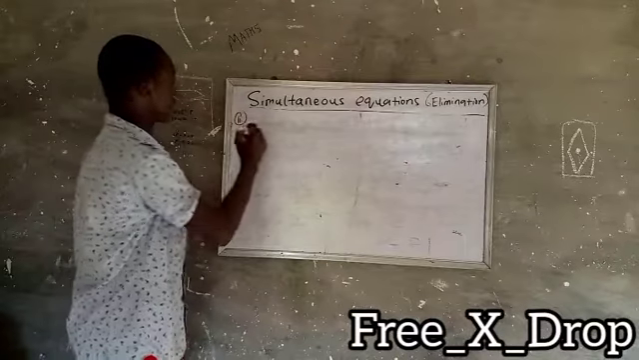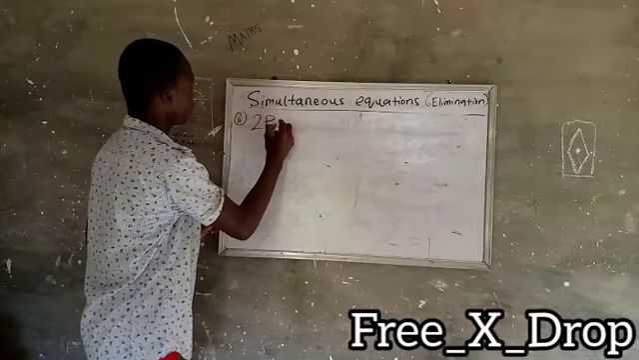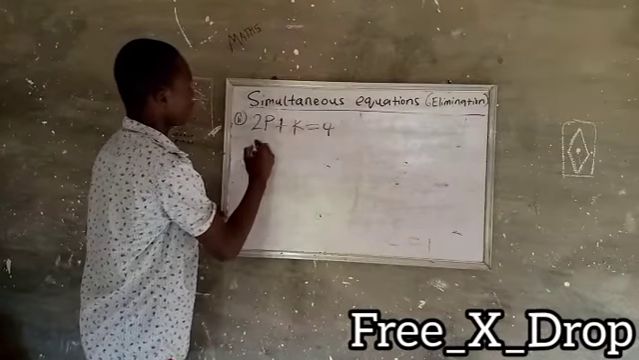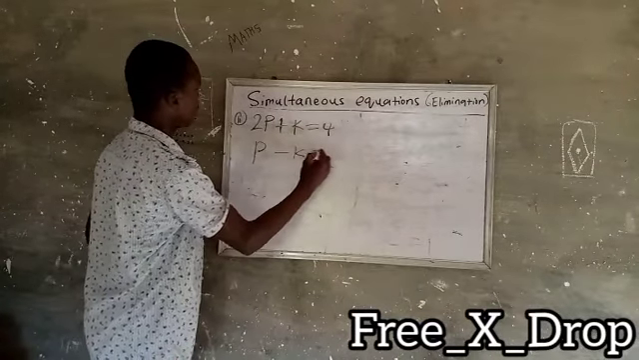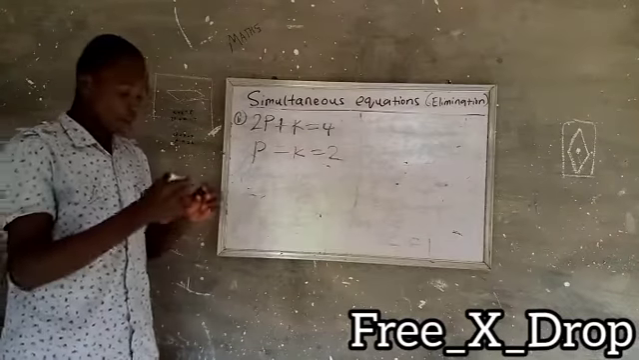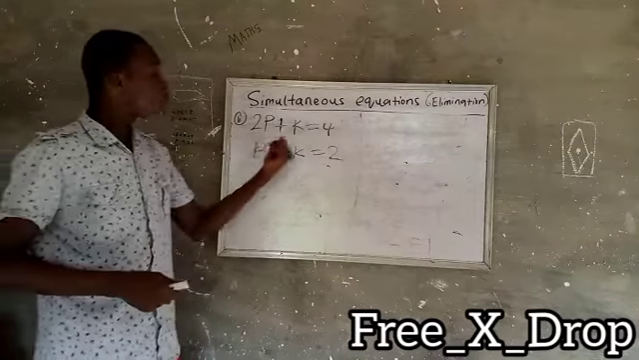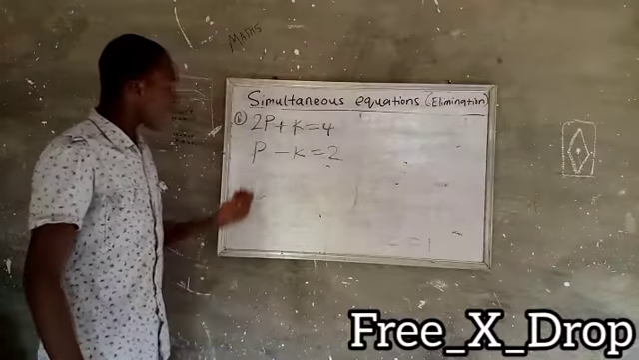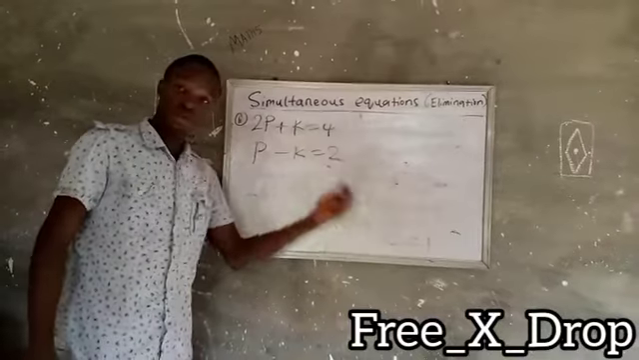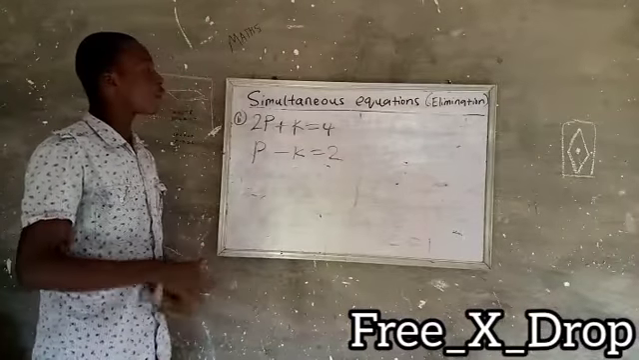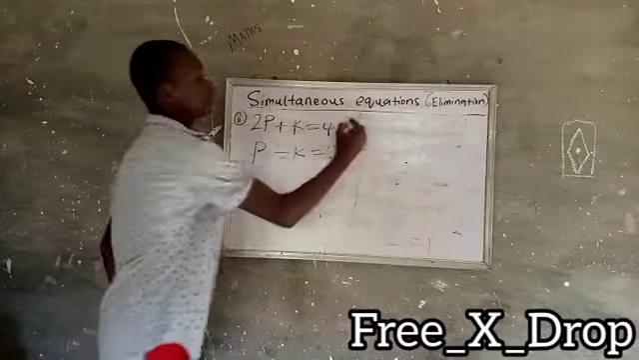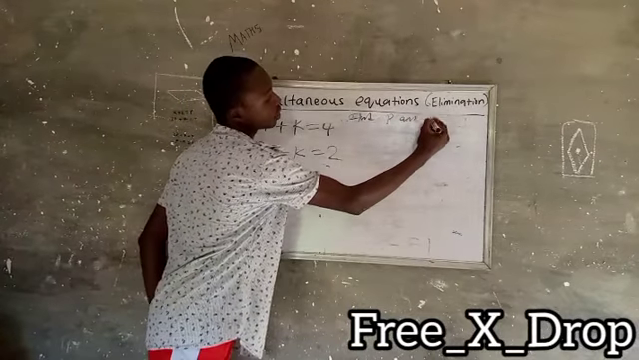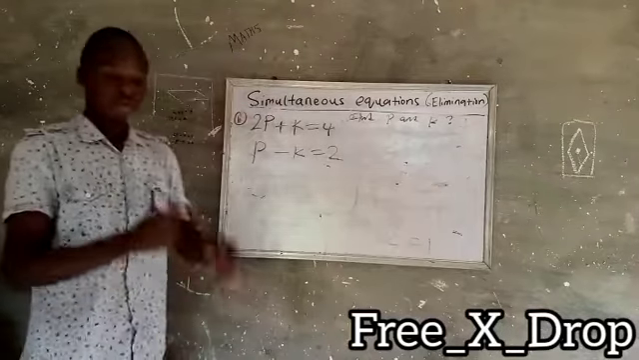You have 2p plus k is equal to 4, then p minus k is equal to 2. Yes, this is our question. You have 2p plus k is equal to 4, and p minus k is equal to 2. Now, what are we looking for? We are looking for p and k. They said find p and k. That's our question. Find p and k.